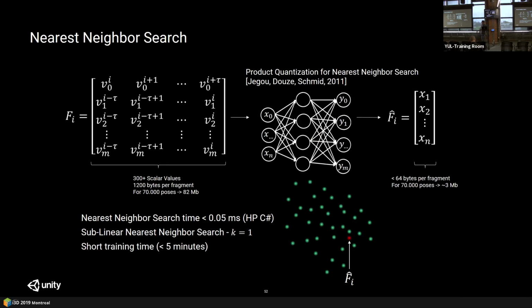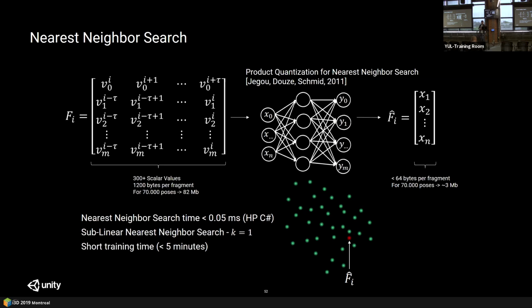So yeah, the problem with this is, of course, that these fragments are extremely heavy, extremely expensive, and usually they contain more than 300 scalar values, which is then 1200 bytes per fragment. If I would explicitly store all of this, that would result, for that motion database that I used in that demo that I showed at the very beginning, in 82 megabytes. So that's not possible. So I'm using a product quantization scheme.